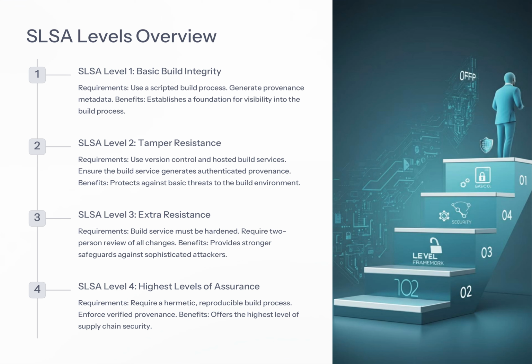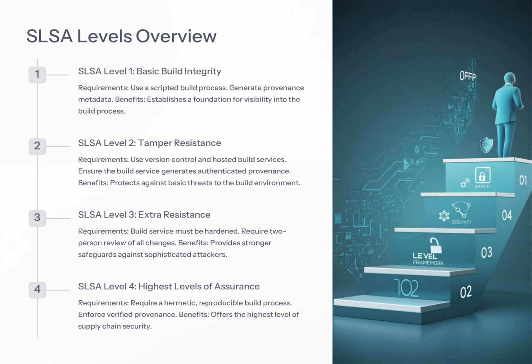Stepping up to SLSA Level 2, the goal is tamper resistance. Here, the use of version control and hosted build services is paramount. The build service must generate authenticated provenance, which helps defend against basic threats. Moving forward, SLSA Level 3 offers extra resistance, which involves hardening the build service and requiring a two-person review of all changes. This level is about countering more sophisticated attacks.